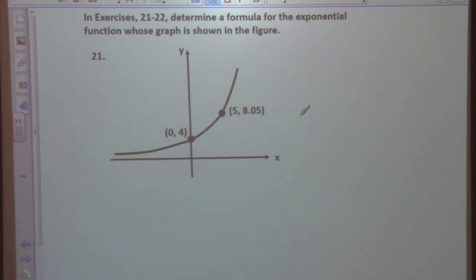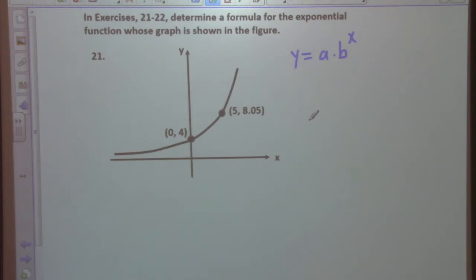Let me just write down the standard version of a function here. So we're using a y. So I'll put y equals a times b to the power of x. So we're going to fill in and complete, find out what a and b are. That's essentially what we want to do here.